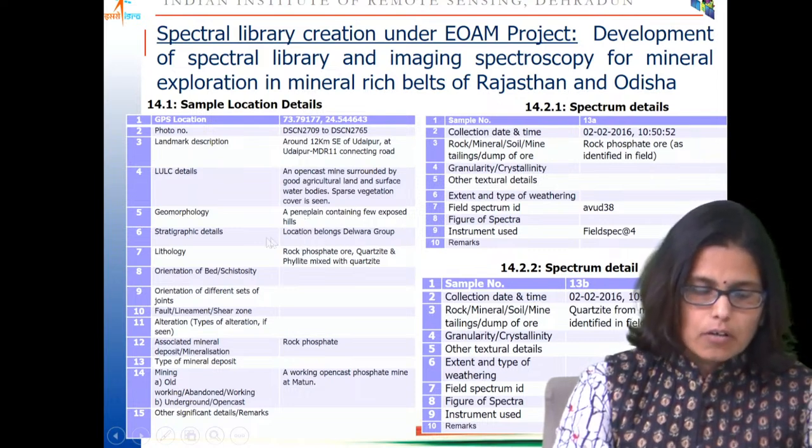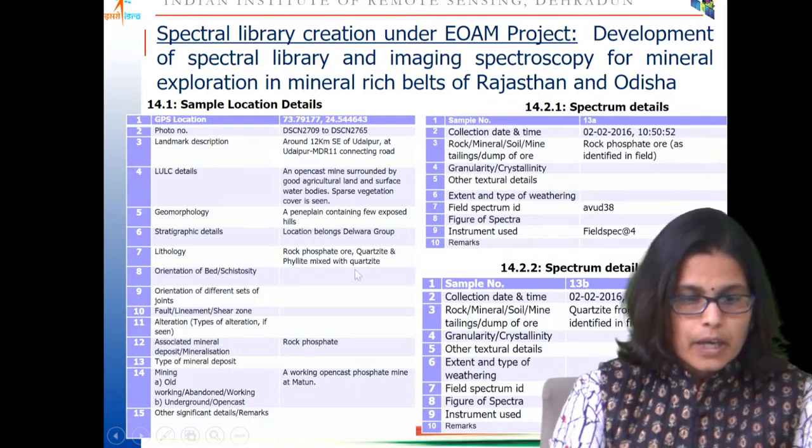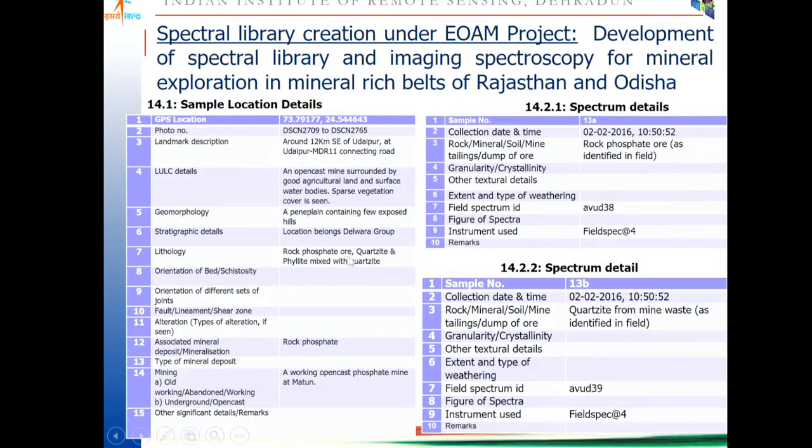This location, stratigraphically, belongs to the Delwara supergroup. Then lithology: it is rock phosphate ore, quartzite, and phyllite mixed with the quartzite. These are the rocks exposed that we found over there when we went to the field. Then the associated mineral is rock phosphate. And is it a type of mine or not? Yes, it is a working open cast rock phosphate mine, and the name of the mine is Mattoon.